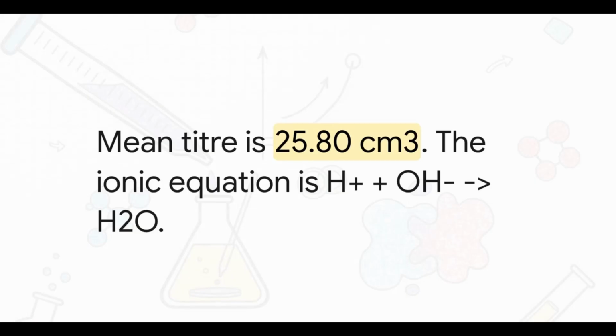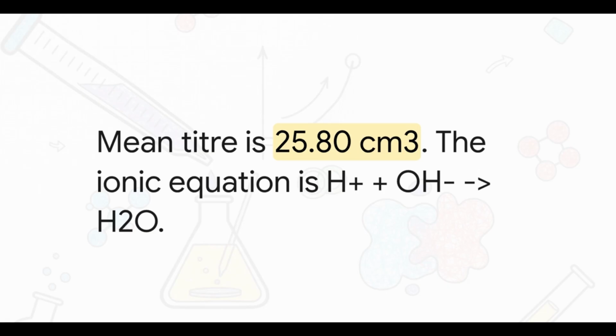Okay, here are the model answers for parts A and C. For part A, the concordant results were titrations 1 and 2 because they were both exactly 25.80 centimeters cubed. So your mean titer is simply 25.80 centimeters cubed. Notice how we just completely ignored the rough titration of 26.45, and we ignored titration 3 because 25.95 is more than 0.10 away from the others.